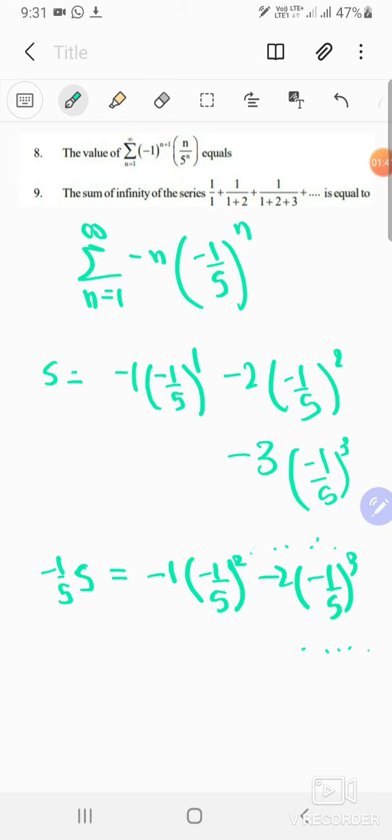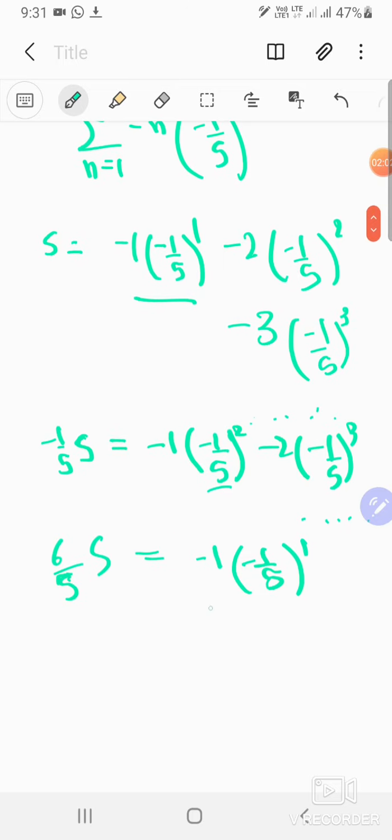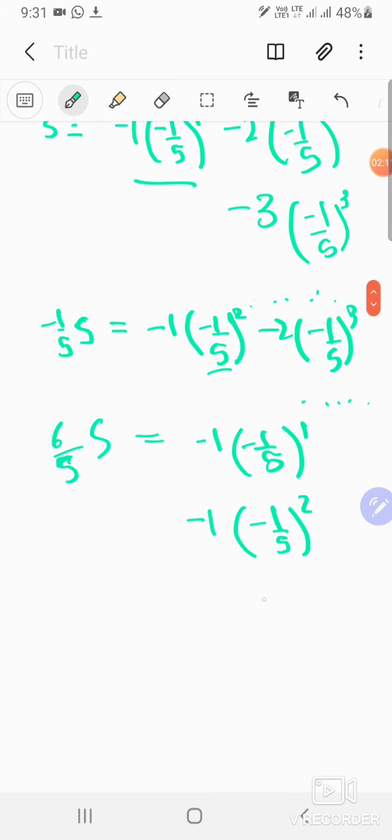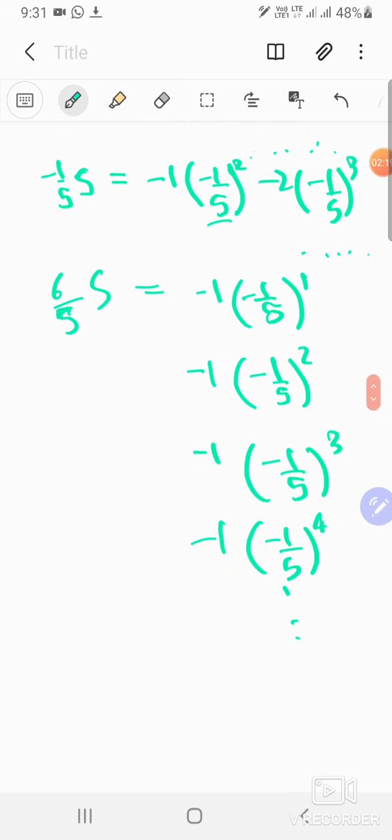And now let's subtract this. So 1 plus 1 by 5 is 6 by 5 s, and that is going to be negative 1 into negative 1 by 5 raised to the first power over there. But then you have this second power which we can combine with this second power. So that will give me negative 1 into negative 1 by 5 raised to the second power. Then minus 3 minus of minus 2 is just minus 1, negative 1 by 5 raised to the third power. Then minus 1, and then negative 1 by 5 raised to the fourth power. And it will keep going like that.